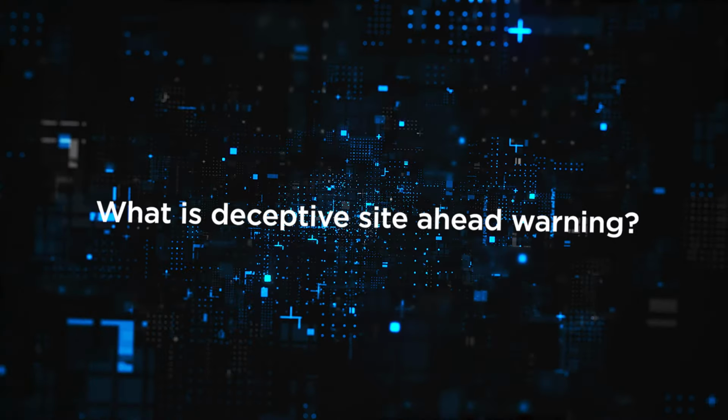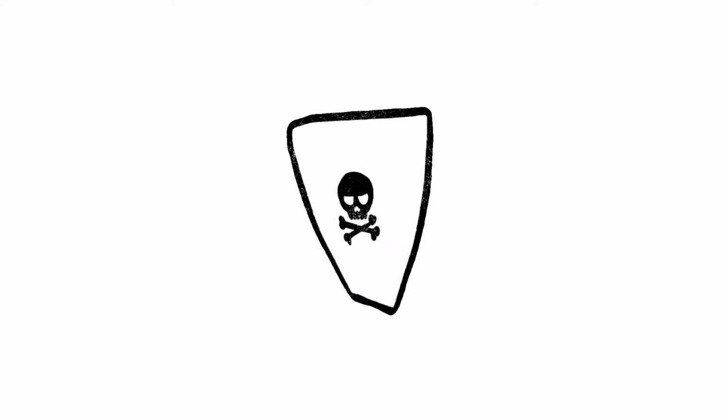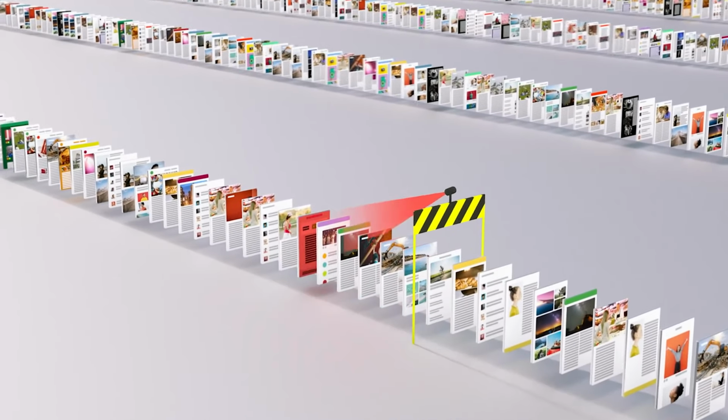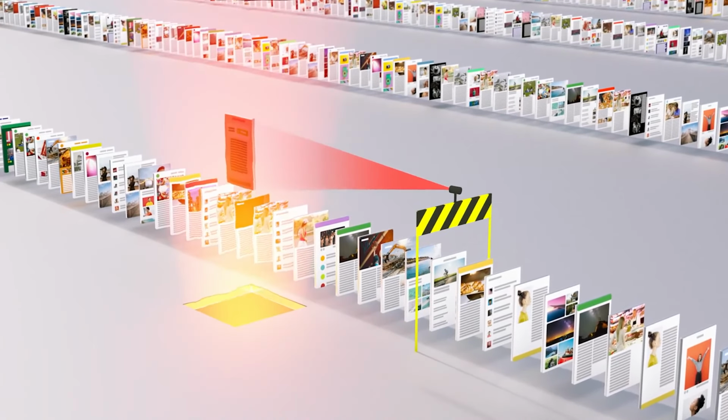What is Deceptive Site Ahead warning? Google's search engine thrives because it provides relevant and helpful results to search queries. If those results started spreading some virus or malware across the internet, then that would cripple their business. That's exactly why Google Safe Browsing flags your website if you have malware on it.